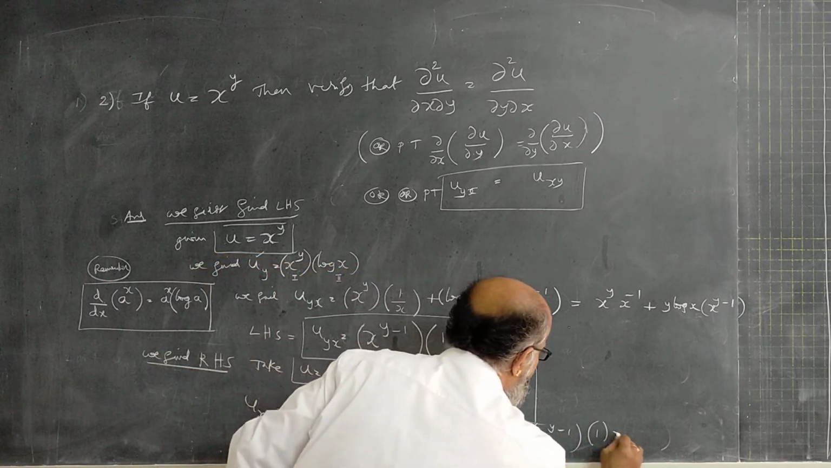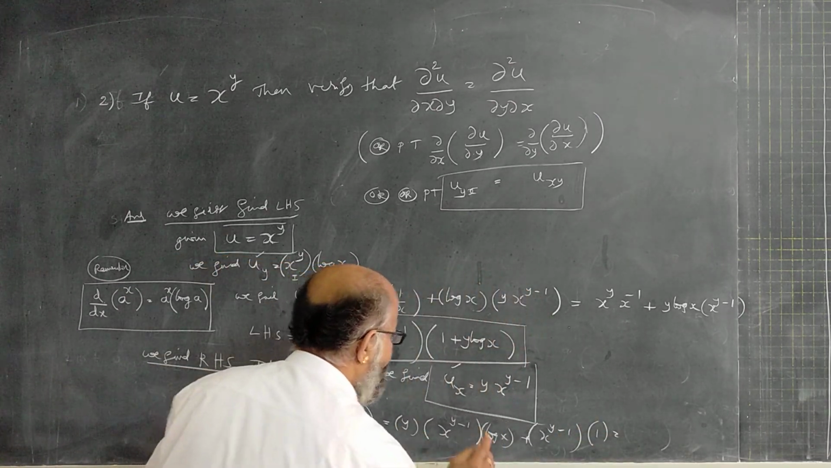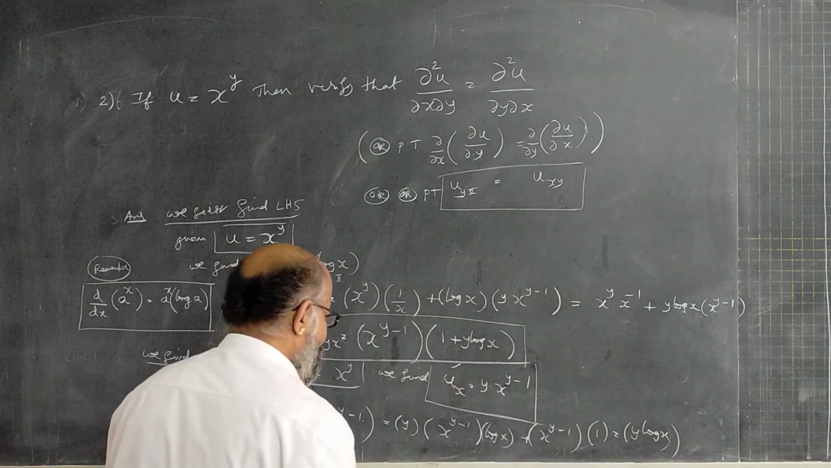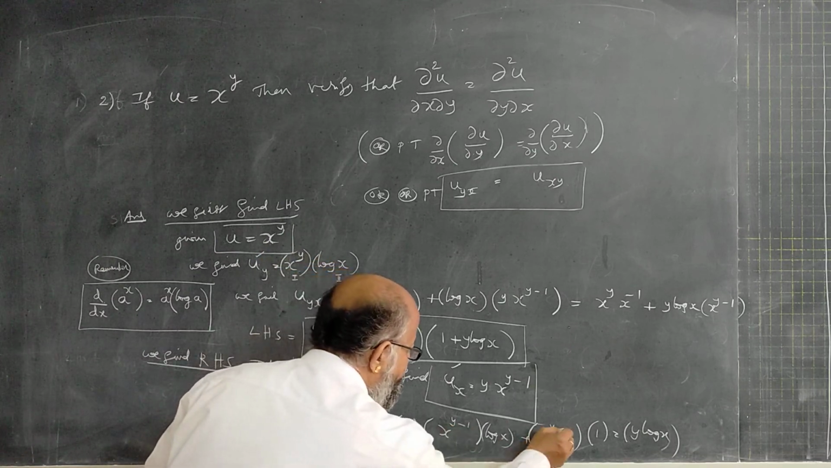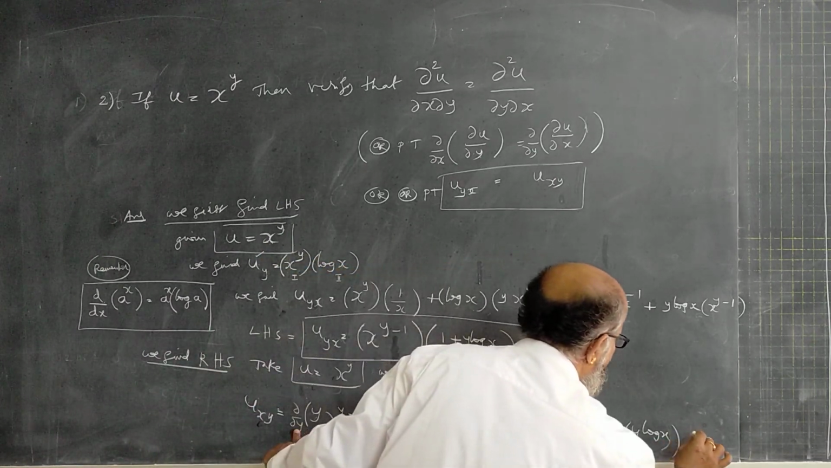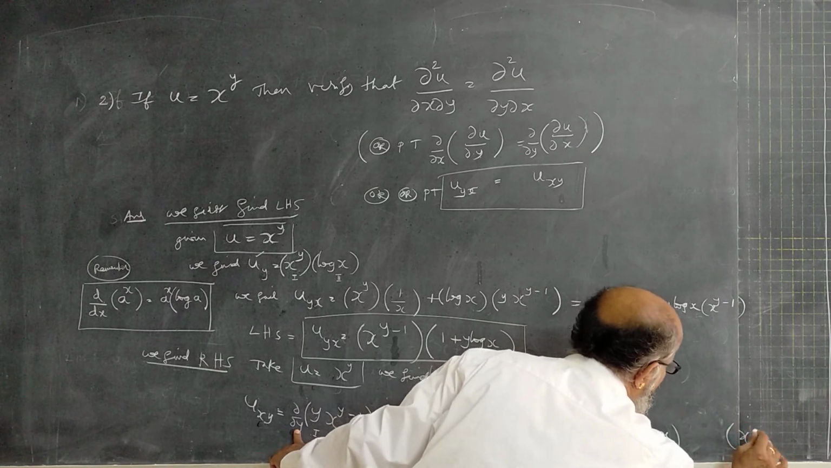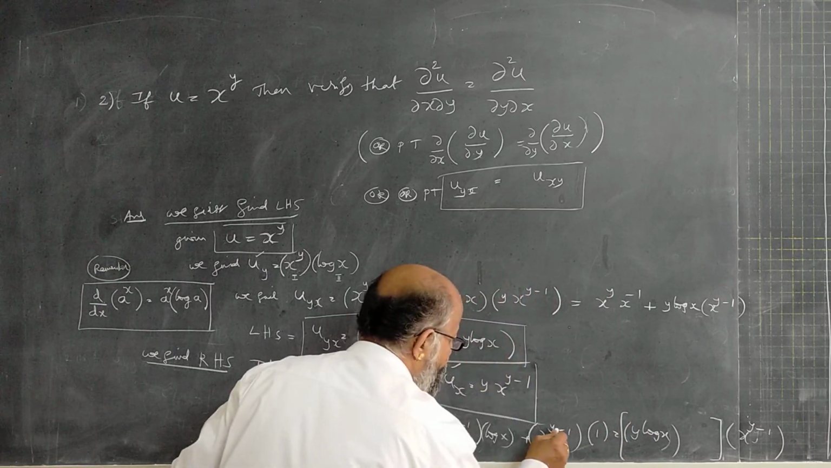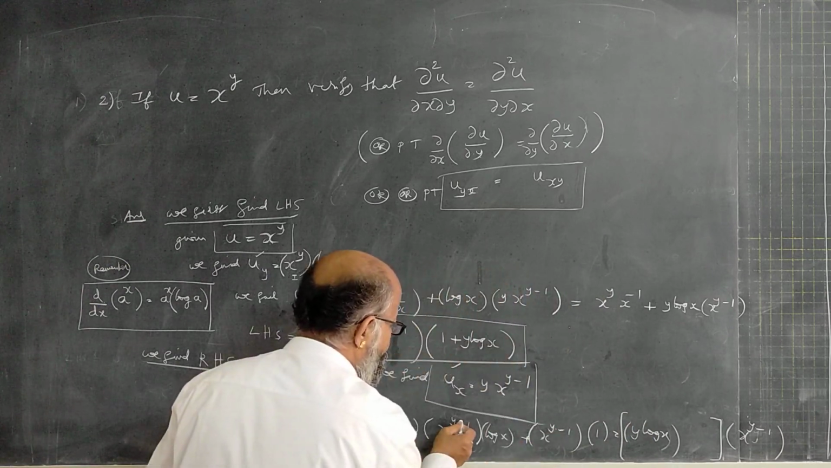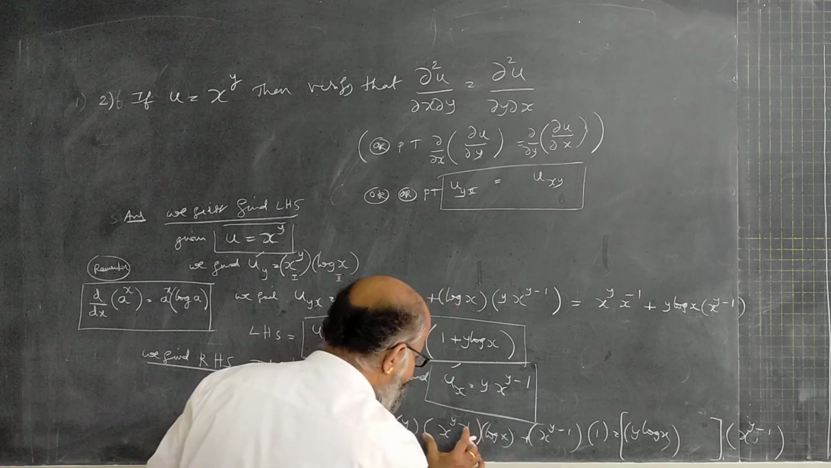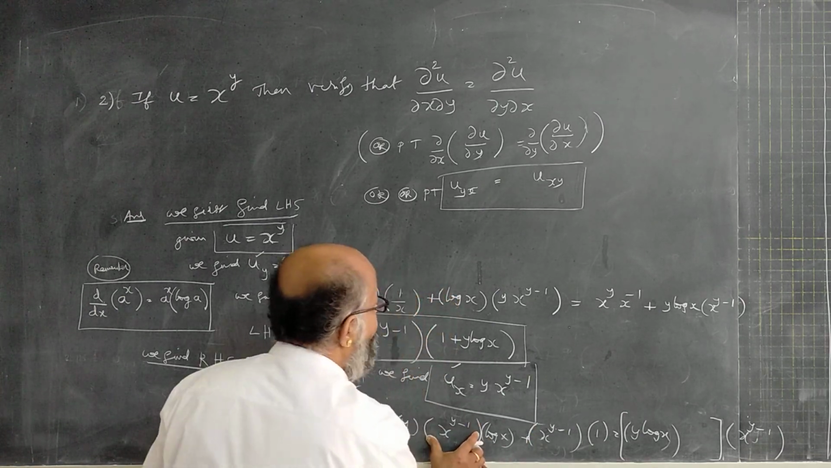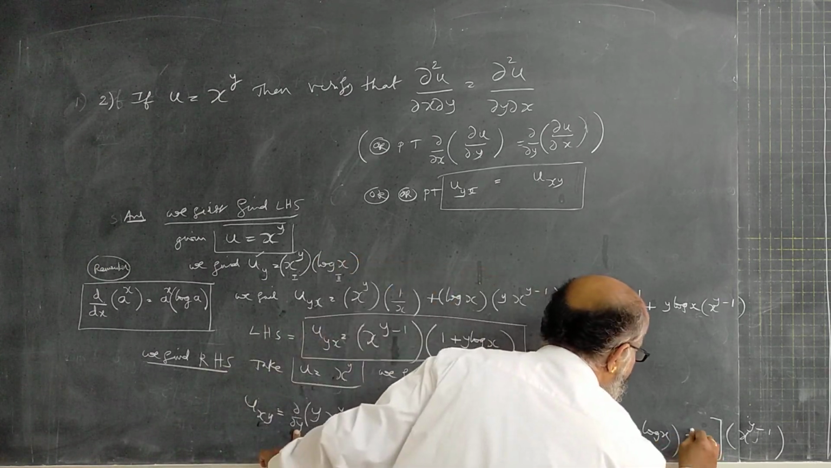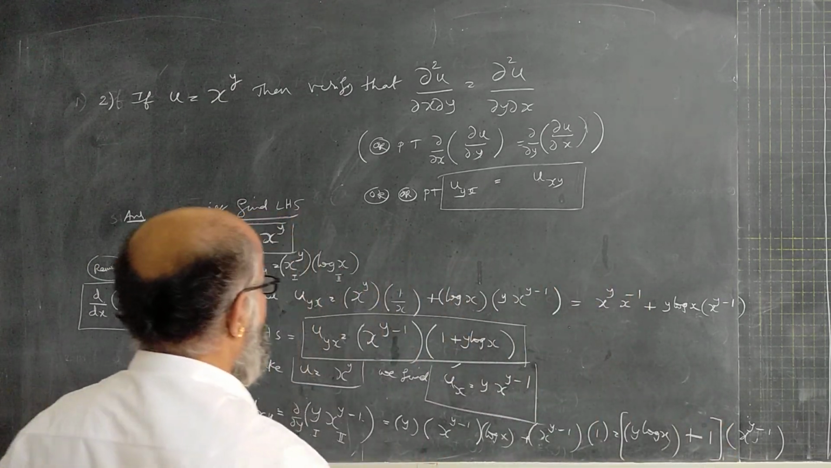It is 1. Now observe here, y log x is there, x to the power of y minus 1, here also x to the power of y minus 1. Therefore, we can take x to the power of y minus 1 as common factor. Remaining is y log x plus 1.